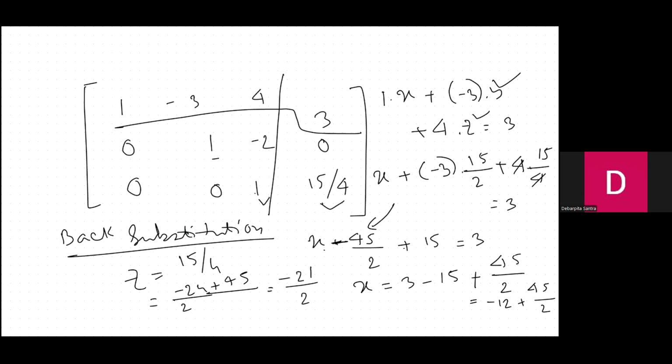So finally, what values do we obtain? Z is equal to 15 by 4. Y is equal to 15 by 2. And X is equal to minus 21 by 2. So that is our answer.